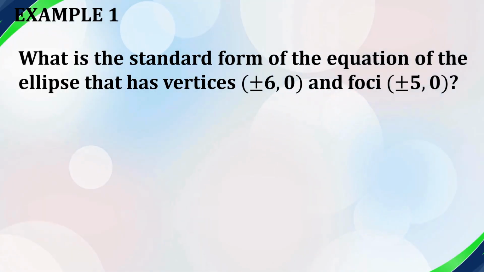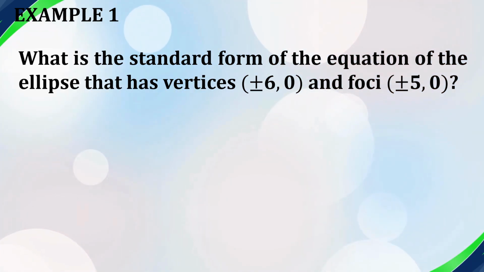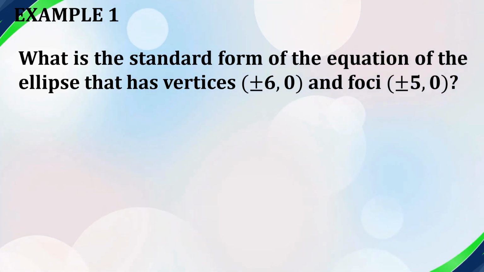Example 1. What is the standard form of the equation of the ellipse that has vertices with coordinates positive, negative 6, 0 and foci with coordinates positive, negative 5, 0?